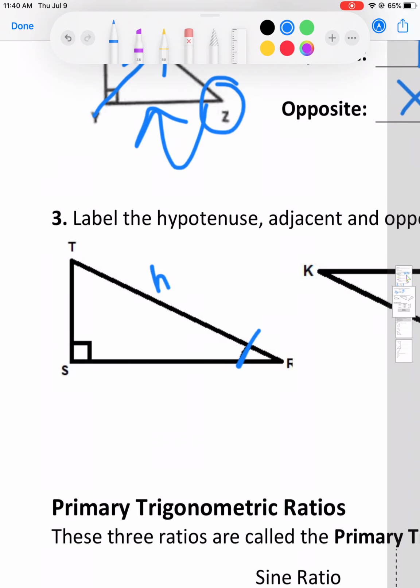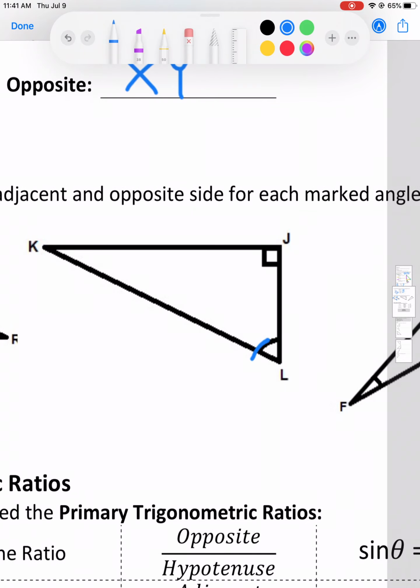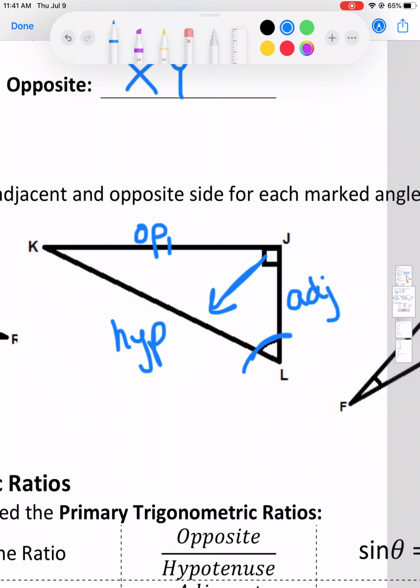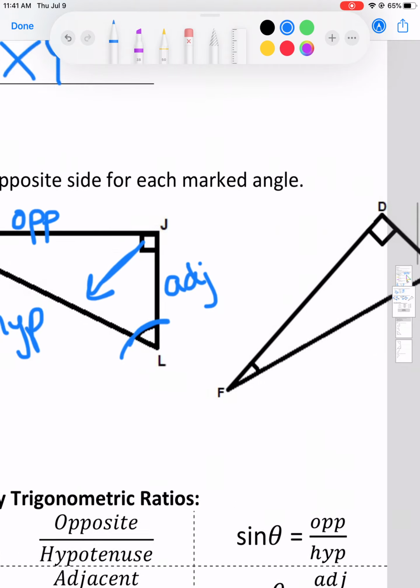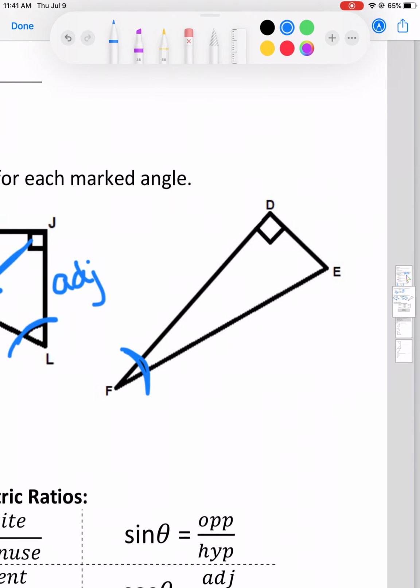So the first thing I'm going to do is label my hypotenuse because that's the easiest. I'm going to find where my angle is. That means this is my adjacent. Process of elimination. Opposite. Here's my angle of interest. There's my 90-degree angle. That means this is my hypotenuse. That means this is my adjacent and my opposite. All right, last but not least, angle of interest. There's my right angle, so this is my hypotenuse. This is my adjacent. This is my opposite.